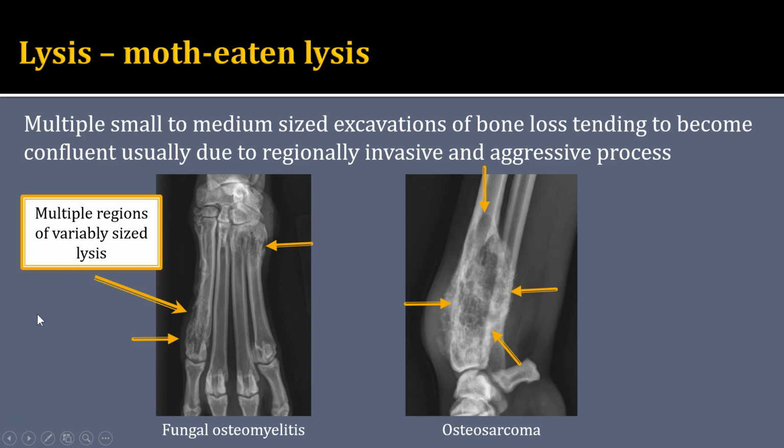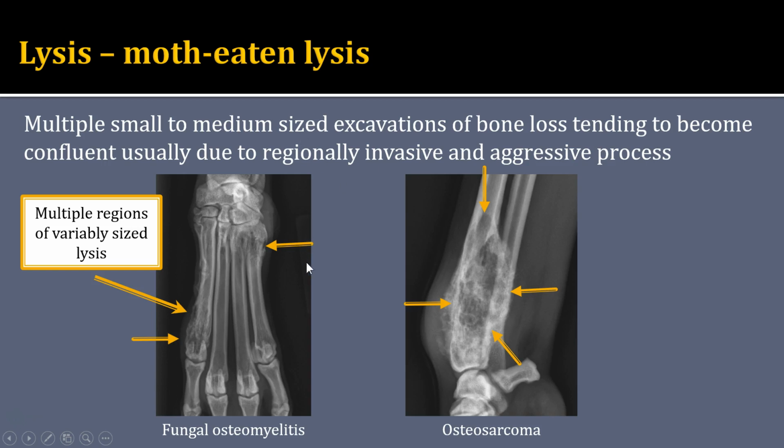Moth-eaten lysis is multiple small to medium-sized excavations of bone loss that tend to become more confluent. These tend to be regionally invasive and more aggressive, almost always aggressive processes. Now, I'll take an aside here to tell you that aggressive does not mean cancer, right? Aggressive processes can be infectious processes such as fungal infections as well as neoplastic processes.